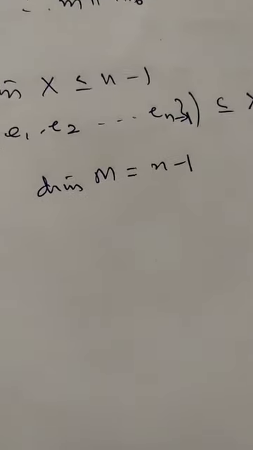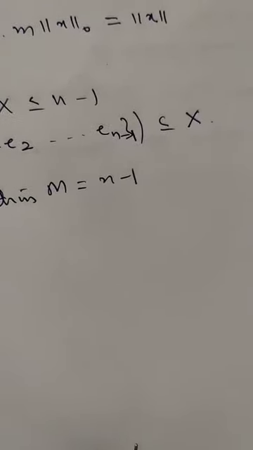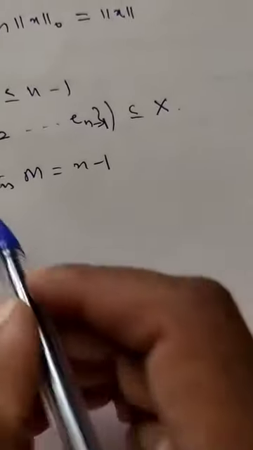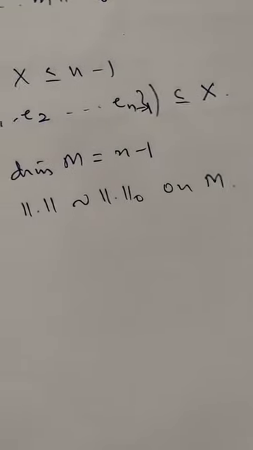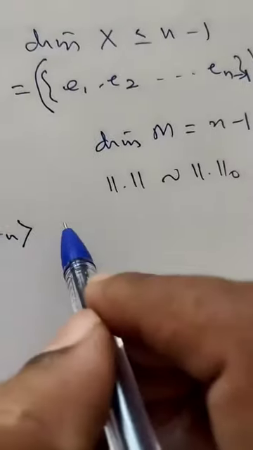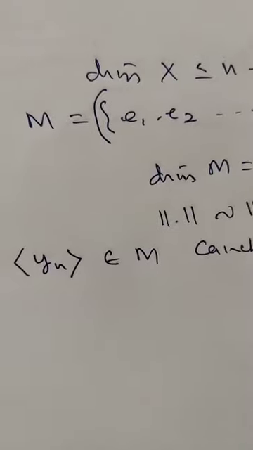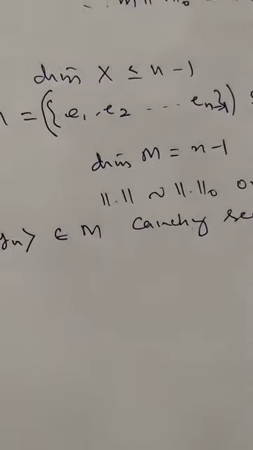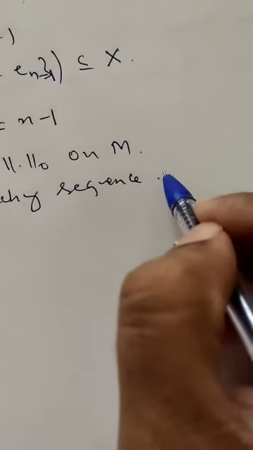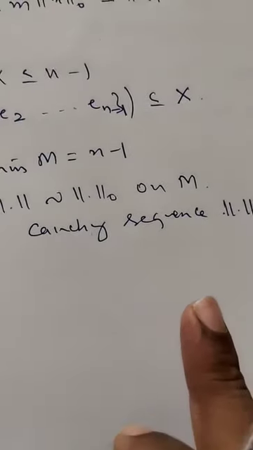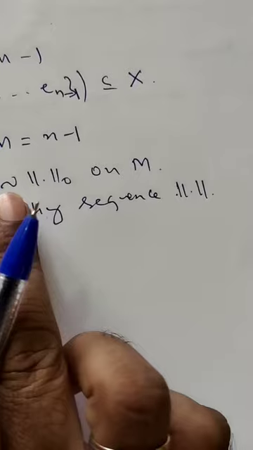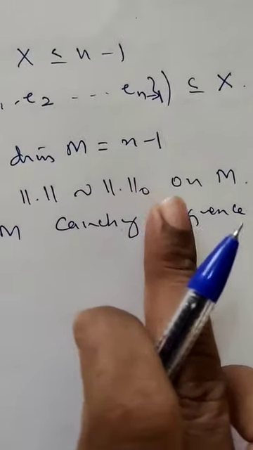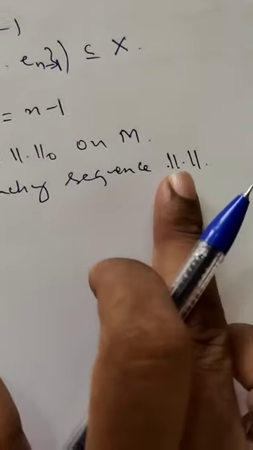By our induction hypothesis, we have assumed that the result is true for all dimensions up to n minus 1. So according to that, the norm is equivalent to the zeroth norm on M. Now let yn be any Cauchy sequence in M. If yn is a Cauchy sequence in M, then it is with respect to this norm. Since norm 1 and norm 2 are equivalent on M, as we assumed the result is true for M, this is also a Cauchy sequence with respect to the zeroth norm.